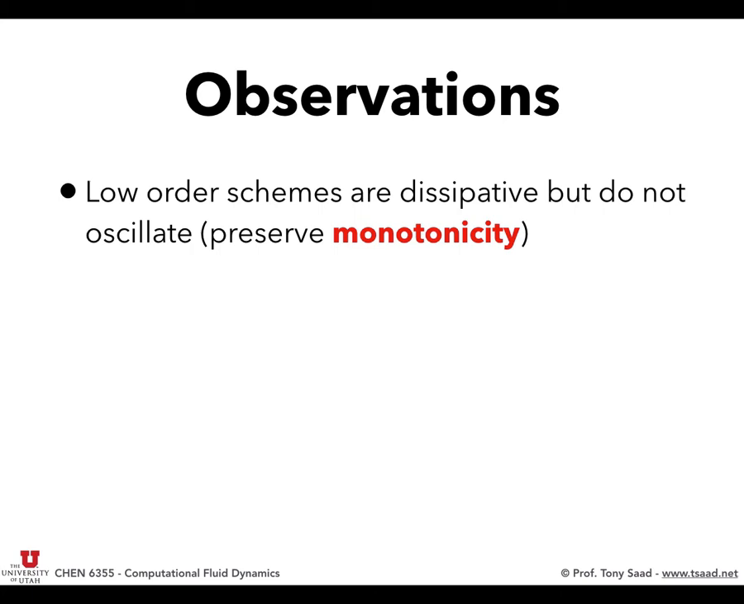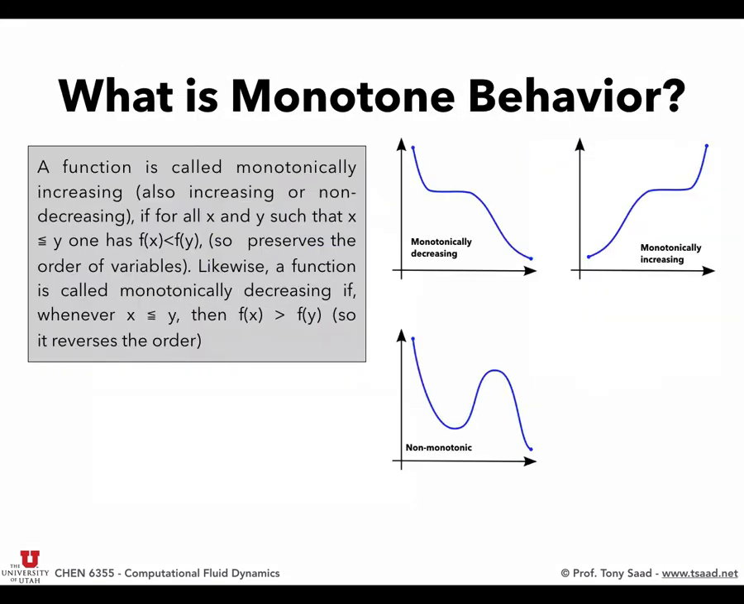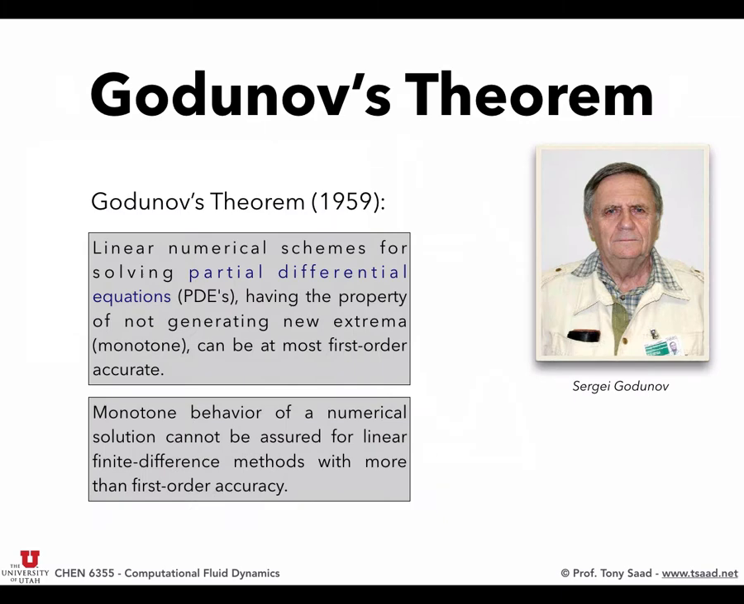Okay, and what does that mean? We're going to see today. Okay, and this is Godunov's theorem. It tells you that monotone behavior of a numerical solution cannot be assured for linear finite difference methods with more than first order accuracy. So that's why all the K schemes, second order upwind, third order QUICK, they all produce oscillations because they're more than first order, second and third order.